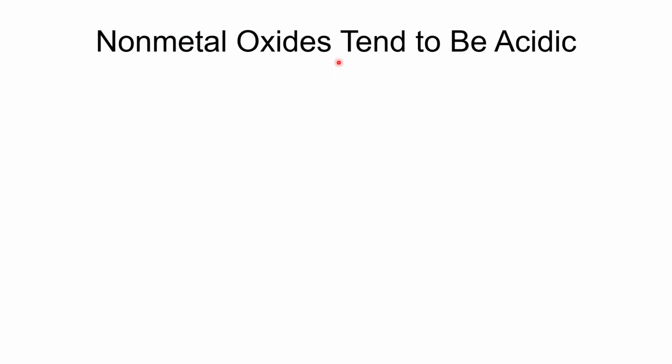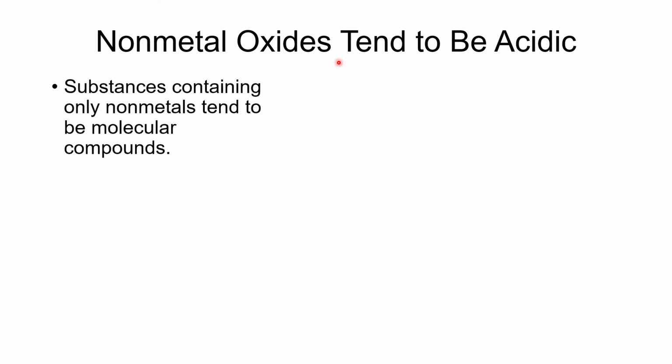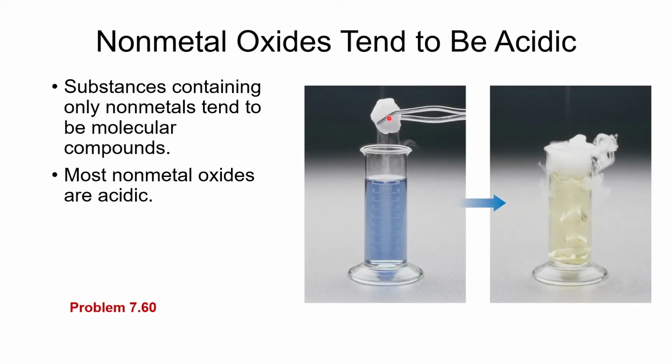So we'll come back over here. All right, so substances containing only nonmetals tend to be molecular compounds. That's true. But here we go. Most nonmetal oxides are acidic. And here is an example. This is dry ice, and dry ice, as you guys are familiar with, is carbon dioxide. Carbon dioxide, when you put it into water, will react with the water to give you carbonic acid. So it will become acidic.